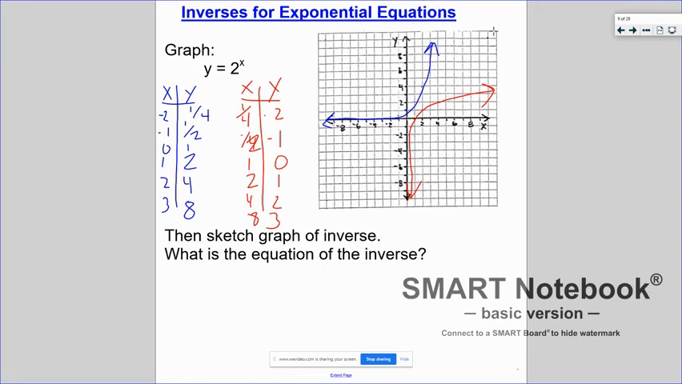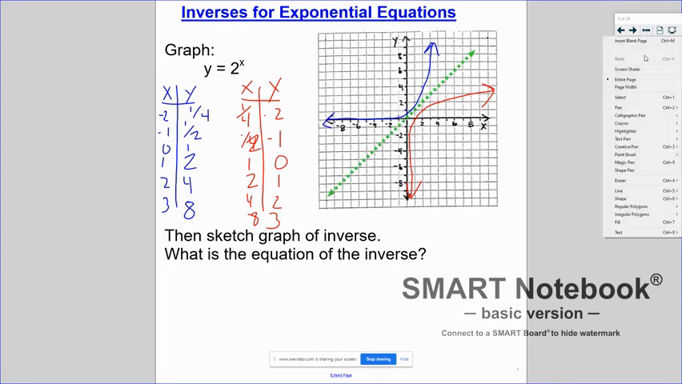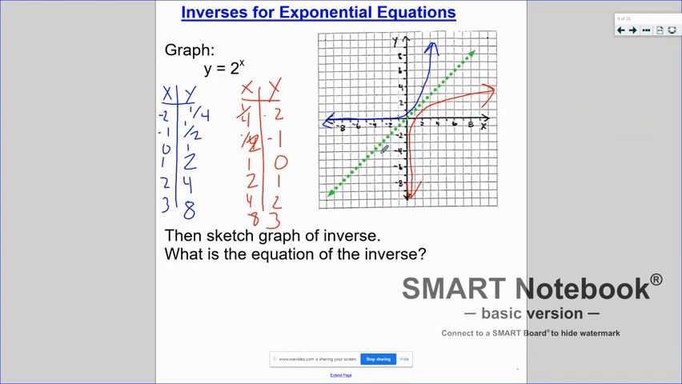If I think about that inverse, it should be a reflection over the line y equals x, and that looks like a pretty good reflection over the line y equals x when I look at those two graphs. What is the equation of the inverse? So the equation of the inverse, the red one, is going to be x equals 2 to the y. We switch the x and the y. Now what if I wanted to check that in my calculator? There is no x equals, I need this to be y equals.